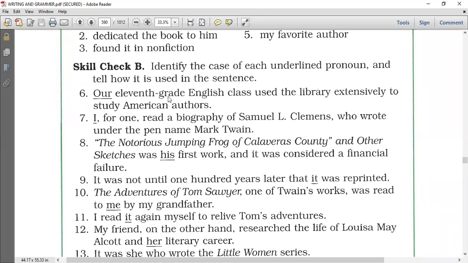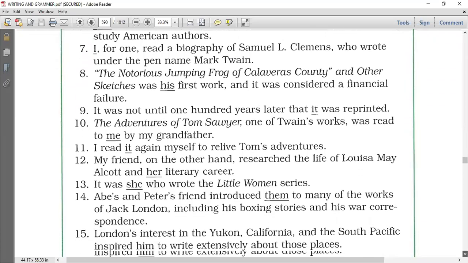Our 11th grade English class used the library extensively to study American authors. Yusuf Awad, can you do it? Possessive. Possessive. Okay, number two. Number two. Some guys were raising their hands. Tadrus, can you do number two? Tadrus? Can you hear me, Tad?